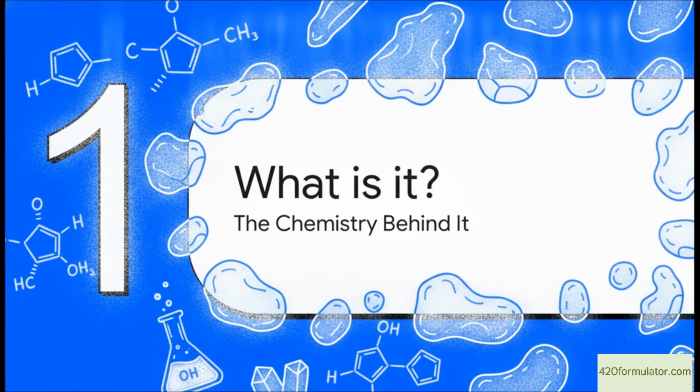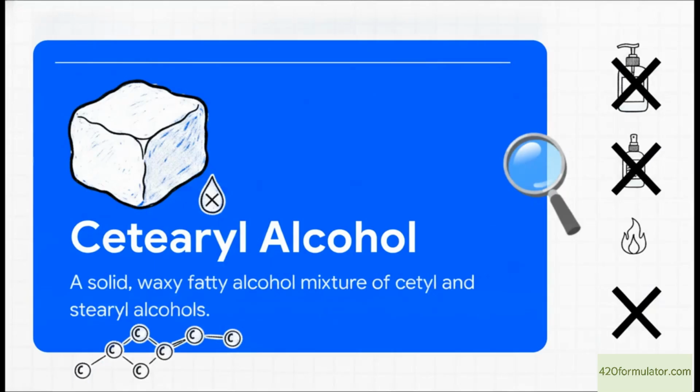All right, Section 1. What is cetearyl alcohol? The chemistry behind the waxy solid. So when a lot of people hear the word alcohol on an ingredient list, they immediately picture something thin, volatile, or super drying to the skin. But cetearyl alcohol is absolutely none of those things. Unlike those short-chain solvent alcohols you'd find in hand sanitizers, this is actually a solid, waxy, long-chain fatty alcohol. Think of it more as a structural emollient.